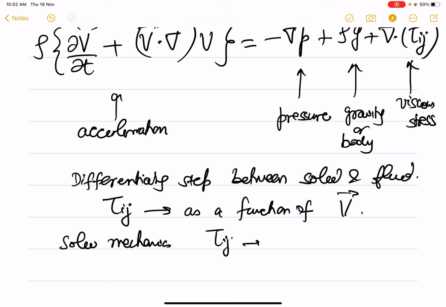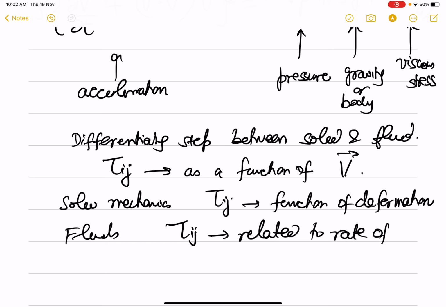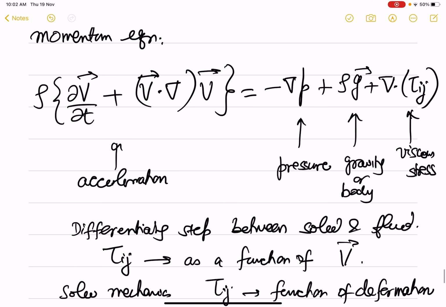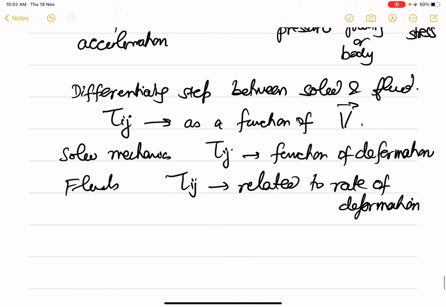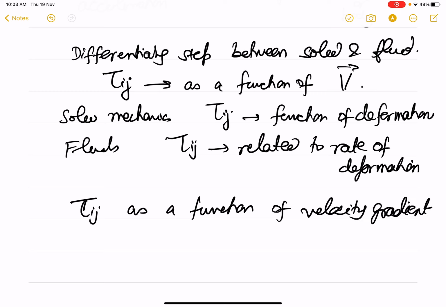tau ij is a function of deformation. But in fluids, tau ij is related to the rate of deformation, and that is where the difference comes. So now what we have to do is we have to express tau ij as a function of, because it is rate of deformation, we will show this will depend not on the velocity but on the gradients of velocity.